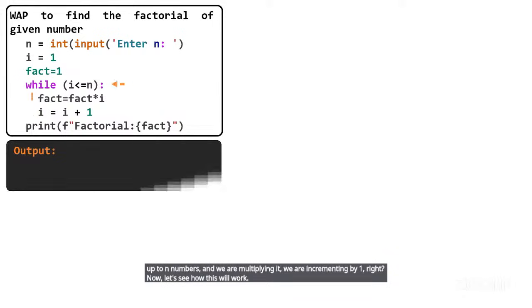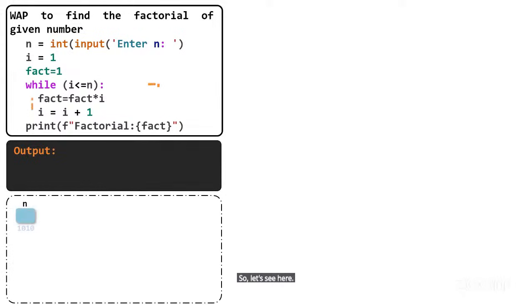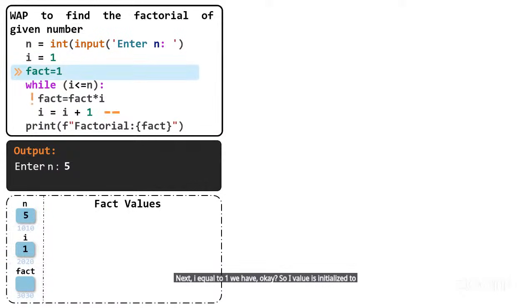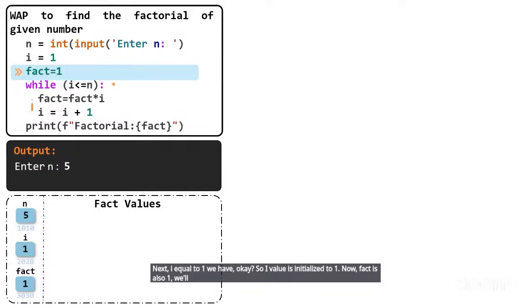So let's see here, first thing. We will ask the user to enter the n value. So let's execute the first line here. First line, n equal to int of input. We are getting n value as 5. Next, i equal to 1 we have. Okay. So i value is initialized to 1. Now fact is also 1. We'll talk about why fact is 1 and why fact equal to fact into i. Once we are done with some iterations, you will understand it.